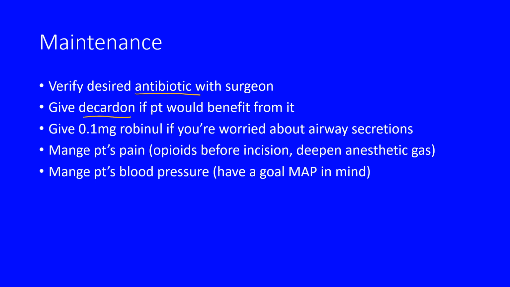I'll also give them Robinul, 0.1 milligrams, to help reduce secretions, especially if I intubate the patient. This is a small enough dose to help reduce secretions and therefore reduce the chance of laryngospasm, but not a high enough dose to increase their heart rate.